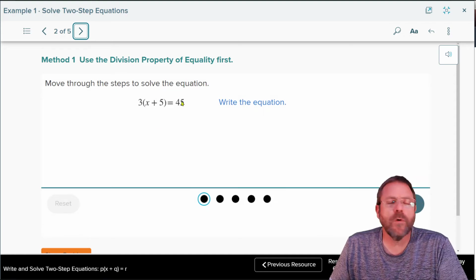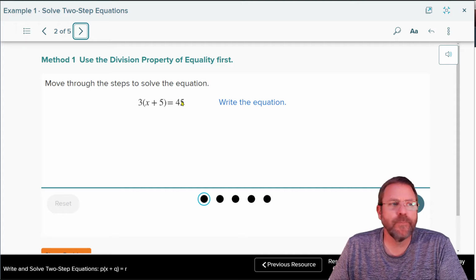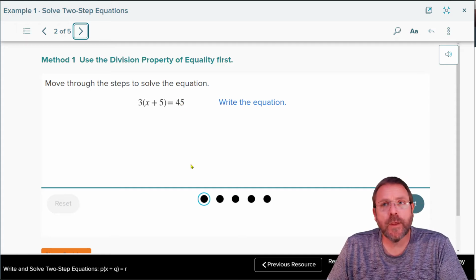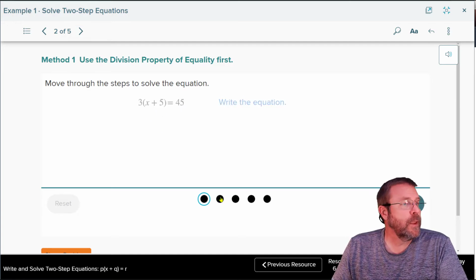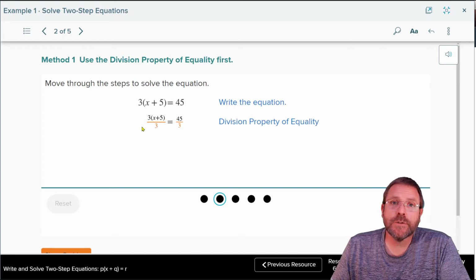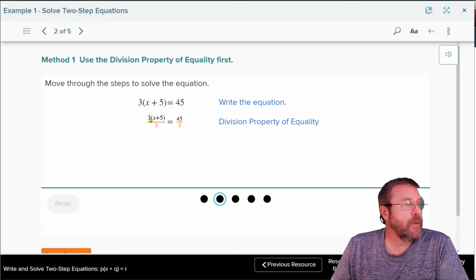So they just started off with the original equation. That's the first thing they did, is they wrote the equation. After writing the equation, they've got choices. They can use a distributive property to distribute through their grouping symbol, or they can divide both sides by 3 to isolate the variable that way. They chose to do the division. They're dividing both sides by the 3.